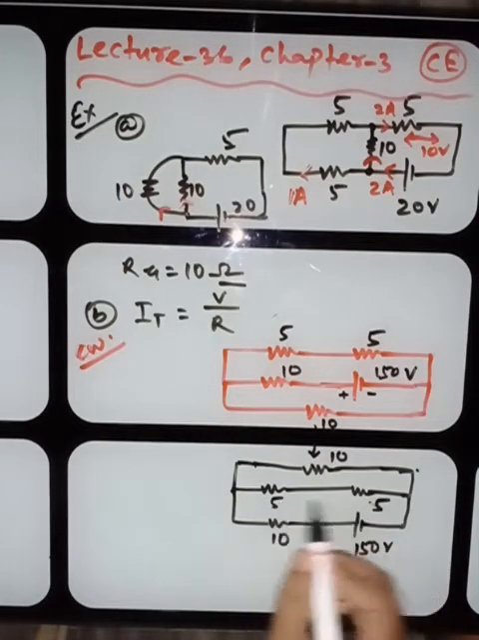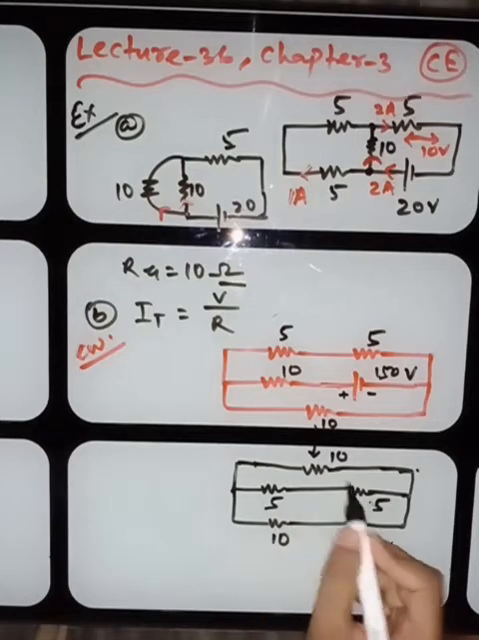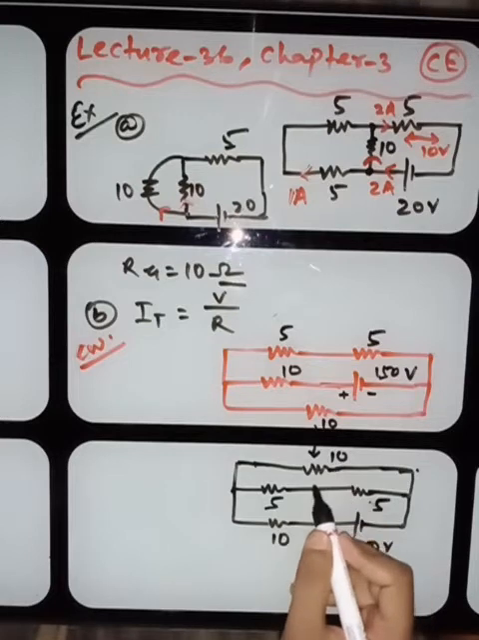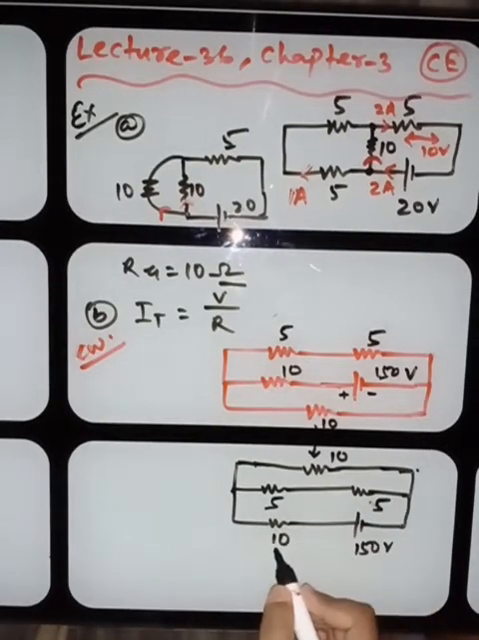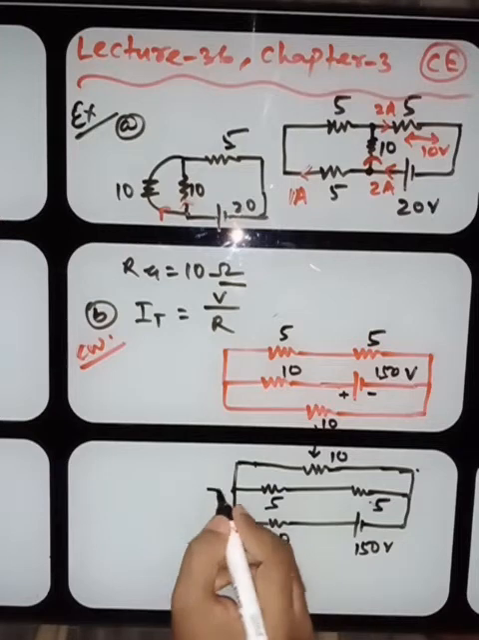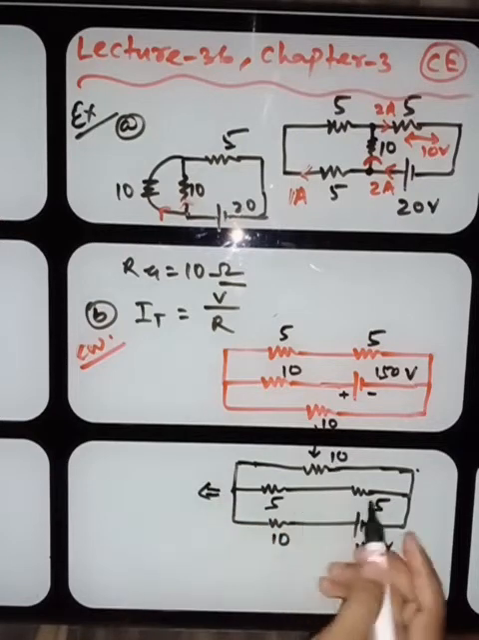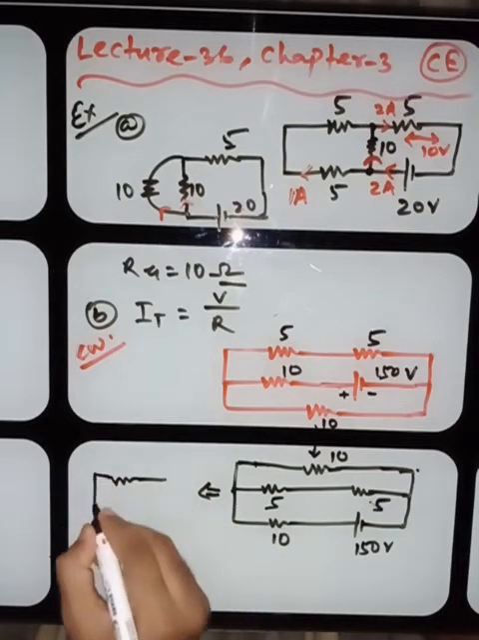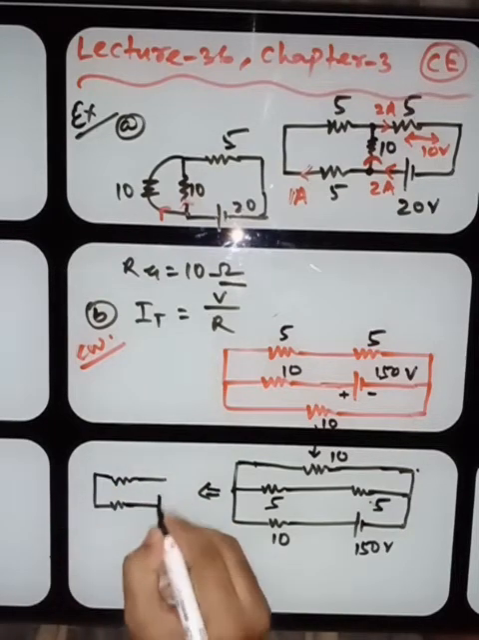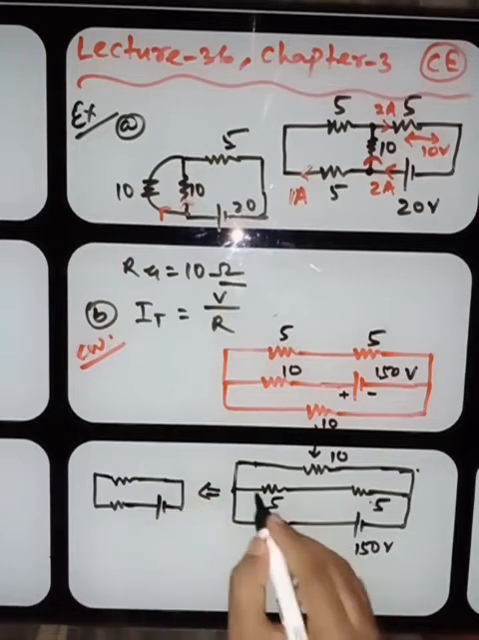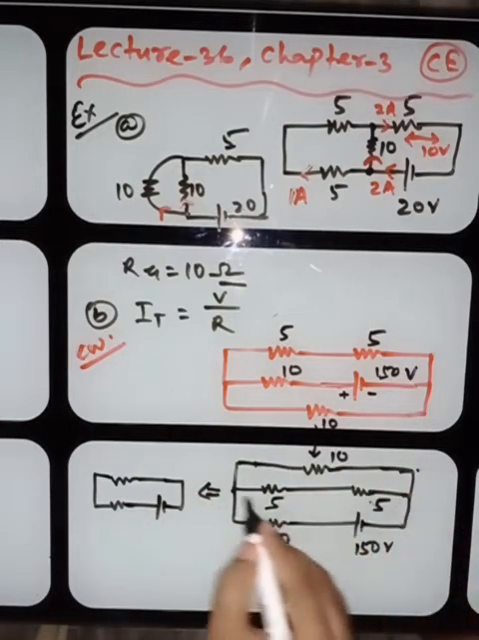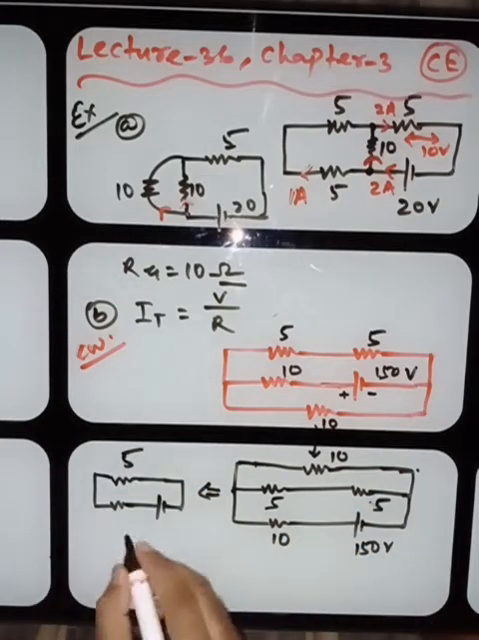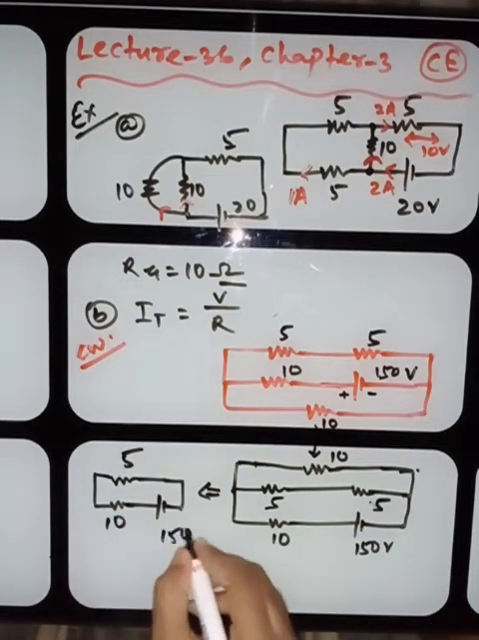If these two are in series, 5 plus 5 is 10. 10 in parallel with 10 is 10 times 10 by 20, which is 5. And this 10 is connected in series. Another 10 is connected here, and then we have the battery. This total becomes how much? It is 10, 5, and this is 10, with 150 volt.